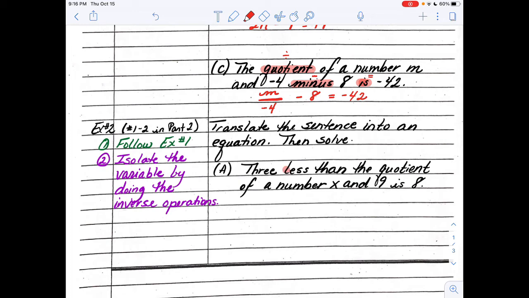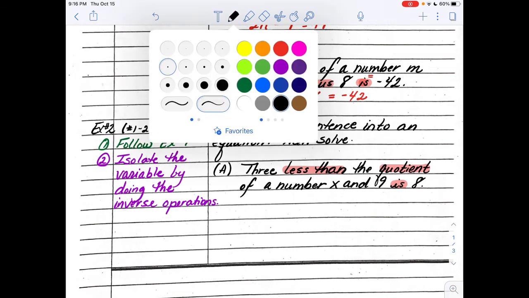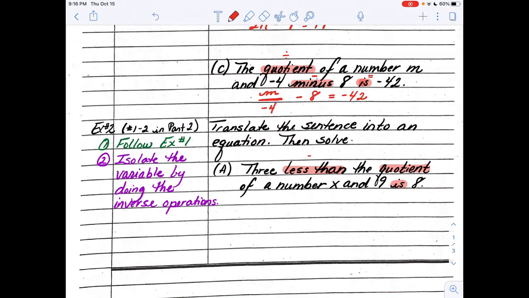So we're going to do the same thing we were doing. When we see the less than, quotient, and is. Those are my key words. So let's go ahead and translate those. Less than is subtraction, but wait a minute, that's one of those where whatever's in front of that word less than has to go behind it, and whatever's behind it has to go in front. Quotient, that's the division, and equal for the is. So let's go ahead.